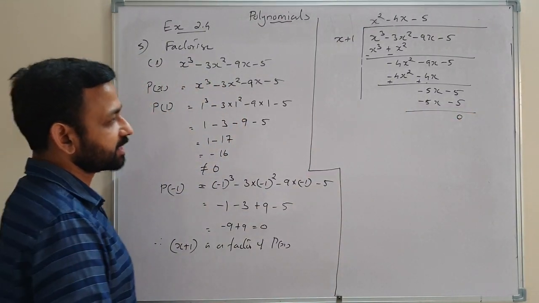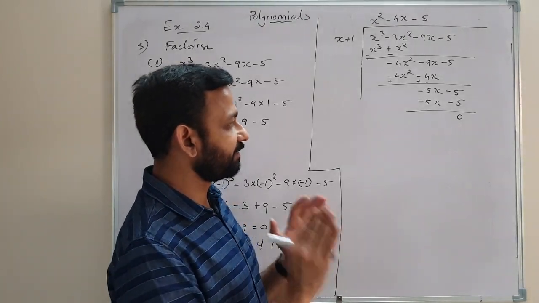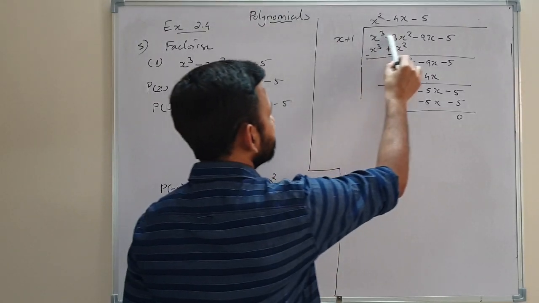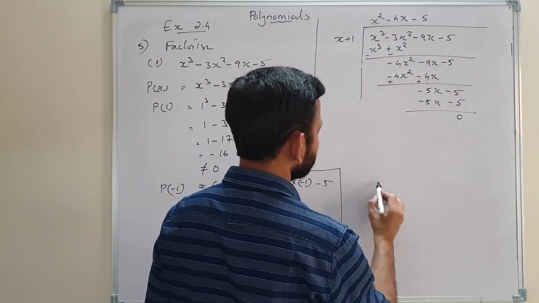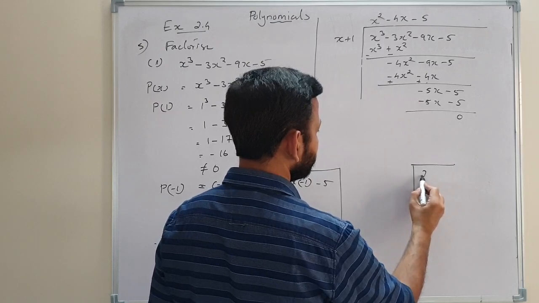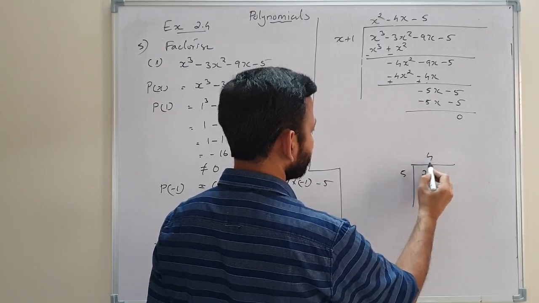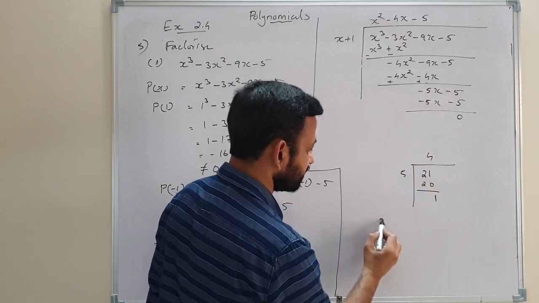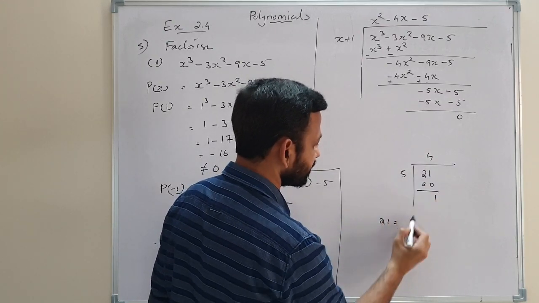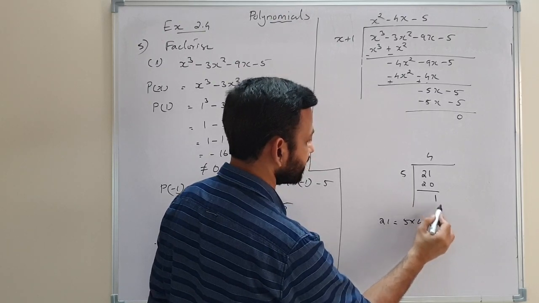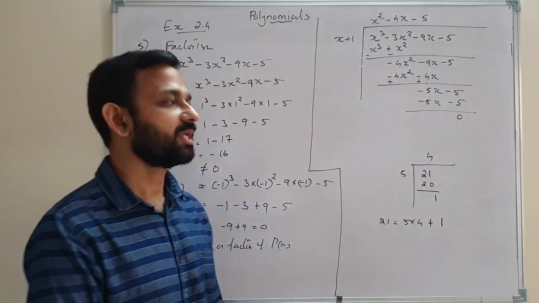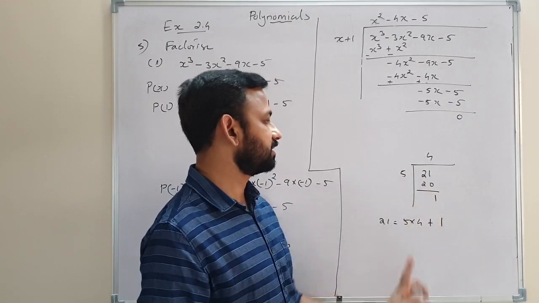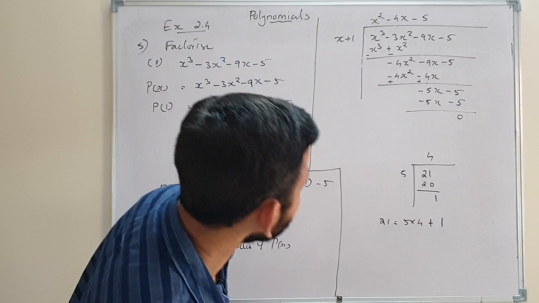Now we can apply the division rule. The division rule is: dividend equals divisor into quotient plus remainder. When we divide 21 by 5, 4 into 5 is 20, then remainder 1. So dividend, that is 21, equals divisor into quotient, 5 into 4, plus remainder 1. That is the division rule: dividend is equal to divisor into quotient plus remainder. Here also we can apply the same rule.